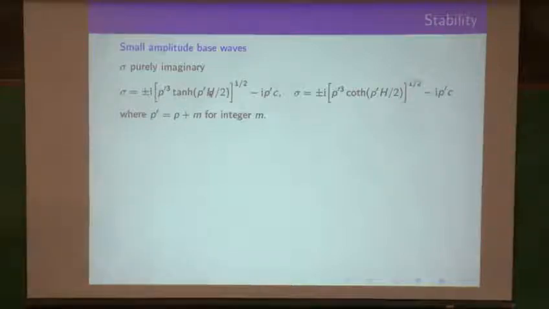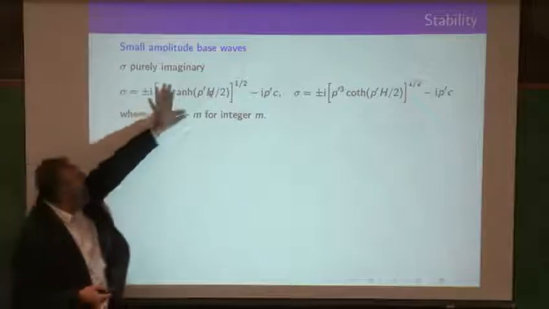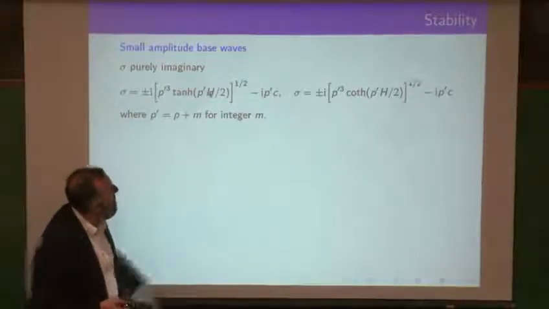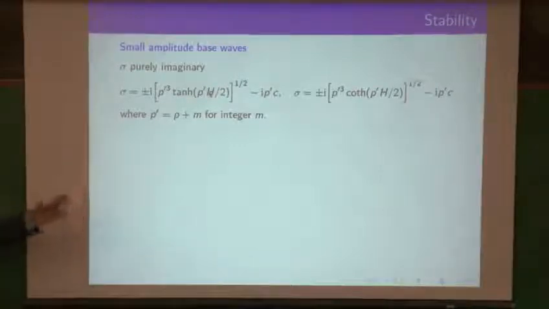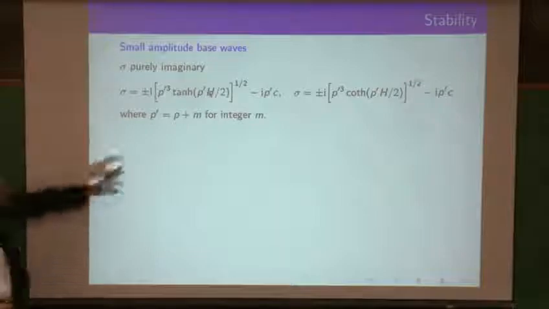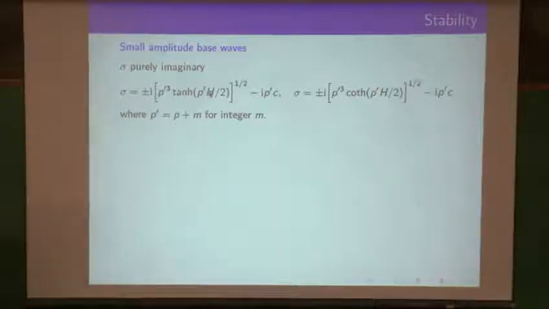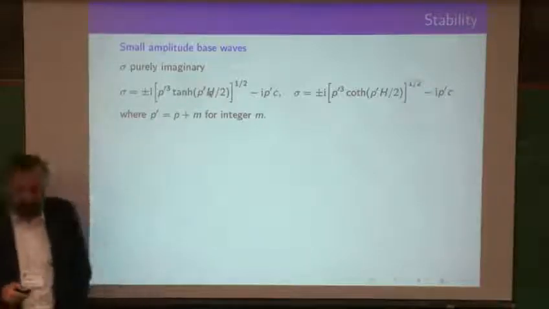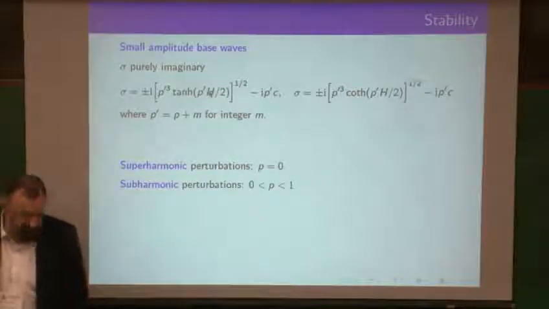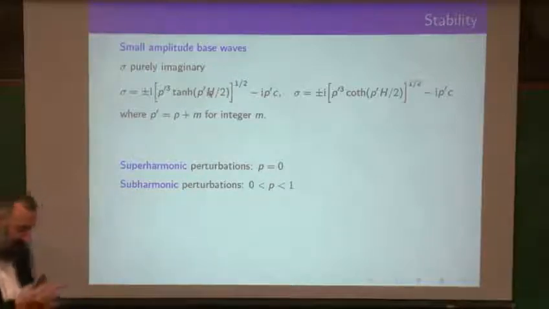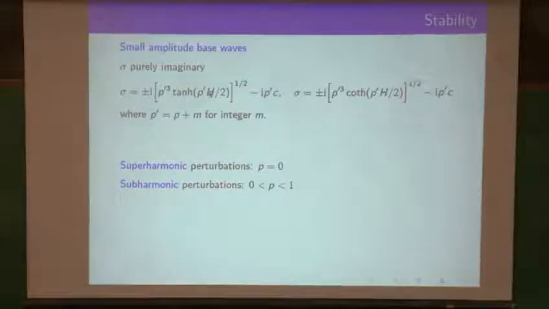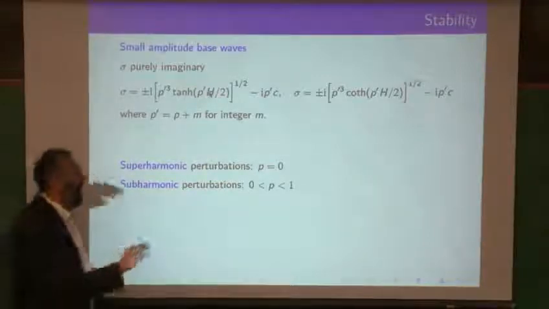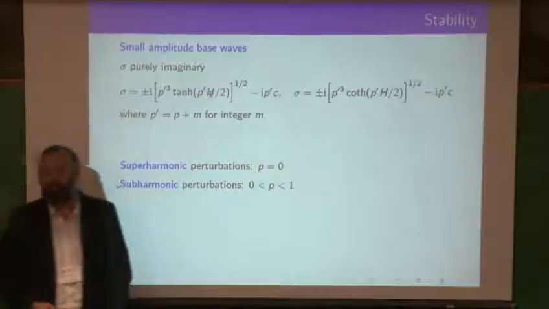For small amplitude waves, you obtain something which looks like the dispersion relation as you saw before, but because you're in a moving frame, which I forgot to say, you obtain the other term, minus i p' c. So p' is in some sense the wave number of the perturbation, which you can write as p plus m, with p between 0 and 1. Superharmonic ones are the same wavelength, when p equals 0, and subharmonic when p is between 0 and 1. Because of various symmetries, I can restrict this to 0 to 1/2.